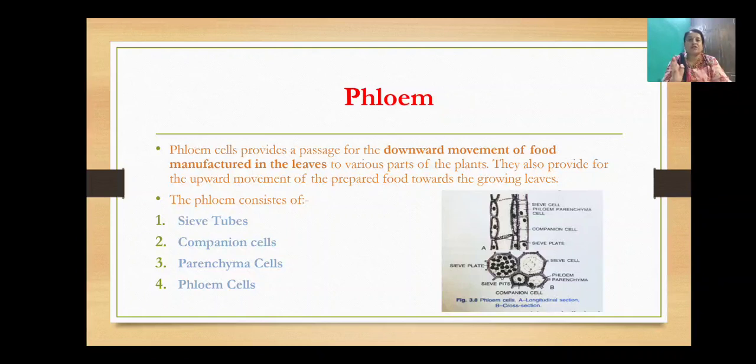Now we can see how many different kinds of cells the phloem consists of. The phloem consists of sieve tubes, companion cells, parenchyma cells and phloem fibers. The figure is also displayed here, children. These are the different cells which are found in the phloem tissue.